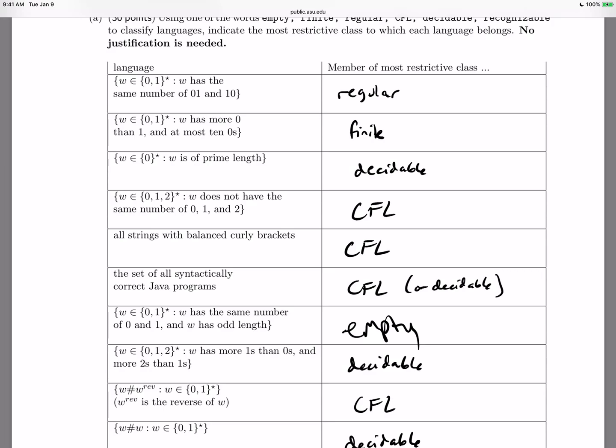Yeah, I put finite for a set of also technically JavaScript programs.